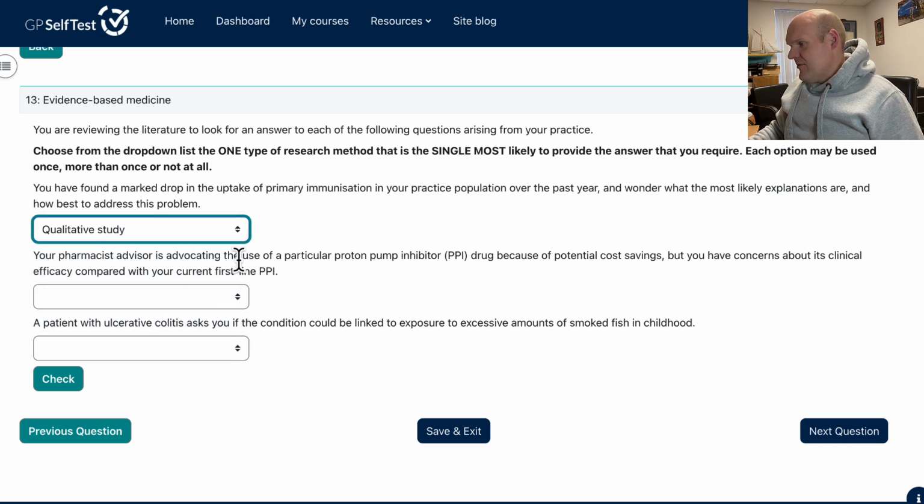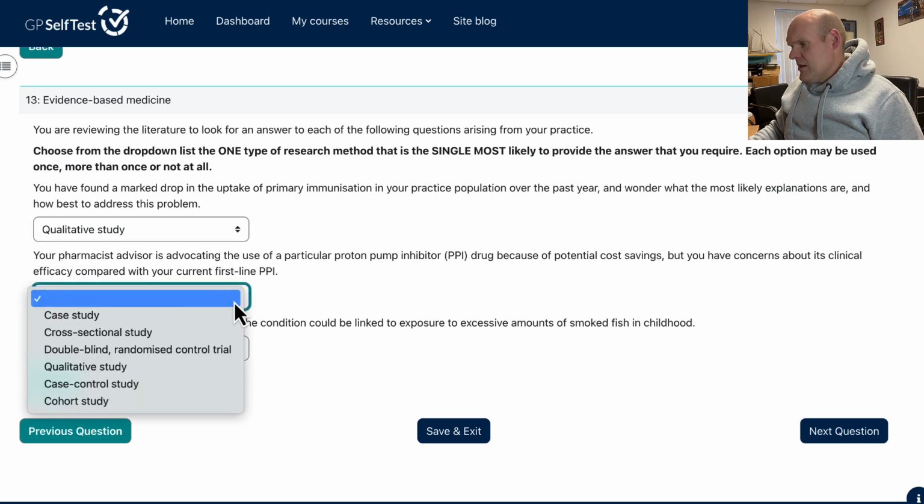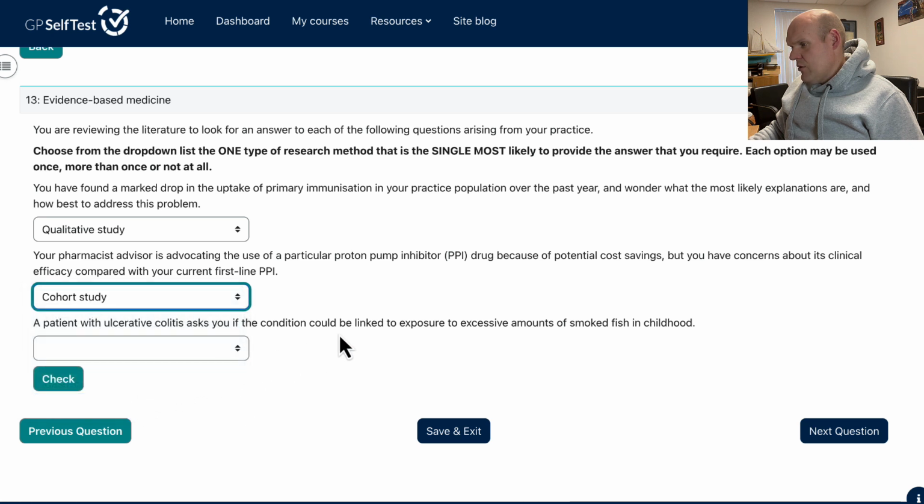Your pharmacy advisor is advocating the use of a particular proton pump inhibitor because of potential cost savings, but you have concerns about its clinical efficacy compared to your current first line. So actually, you want a cohort, so let's go with that one.